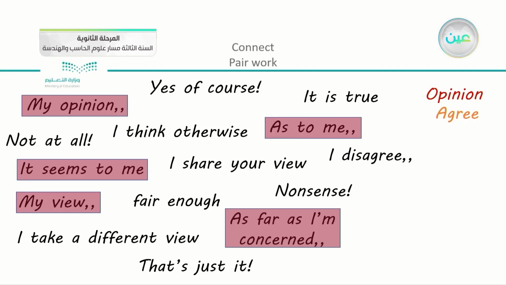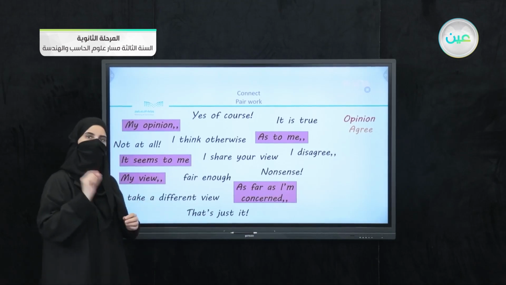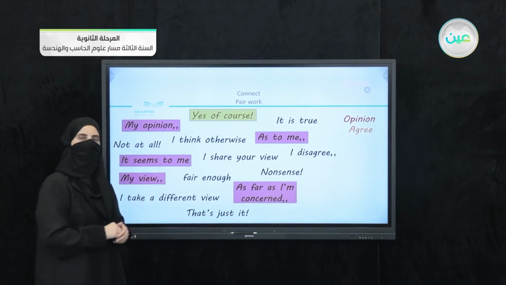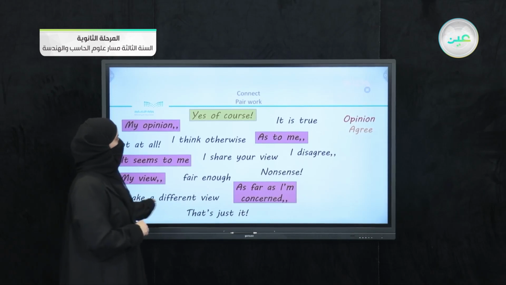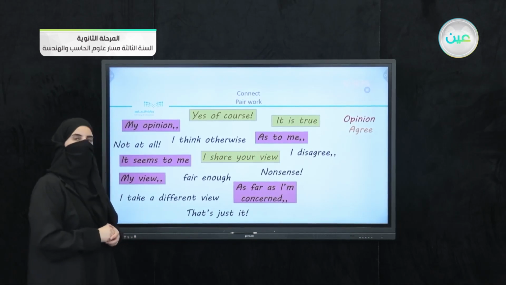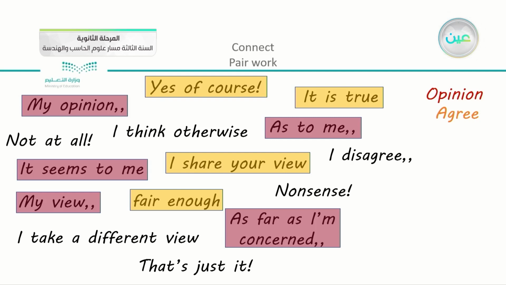Now we're going to start with phrases that are used to agree. It's becoming easier now because we have highlighted the words that are related to opinion. So now you can choose the words that are related to agreeing. I'm going to give you a second here just to read, and you can find the word, yes, of course, is used for agreement. It is true. I share your view. Fair enough. That's just it.